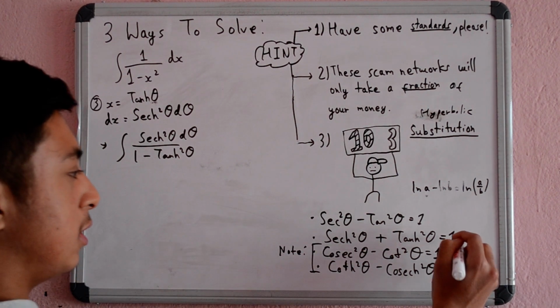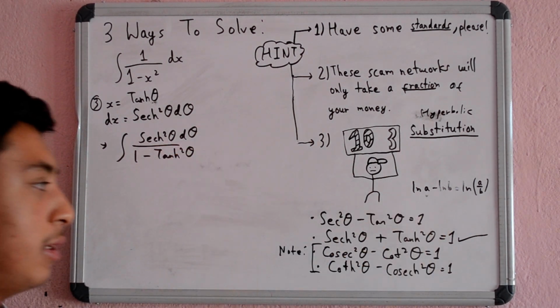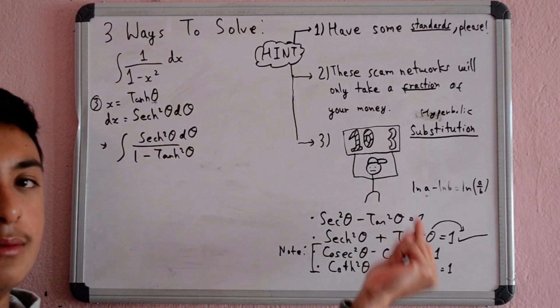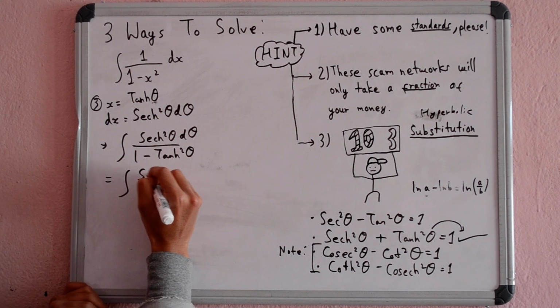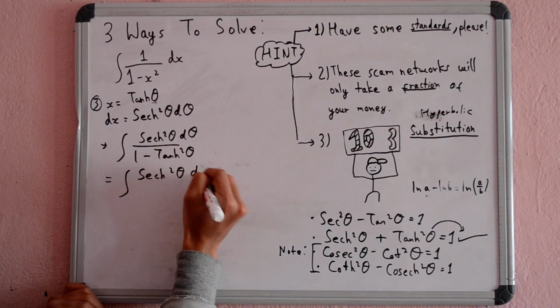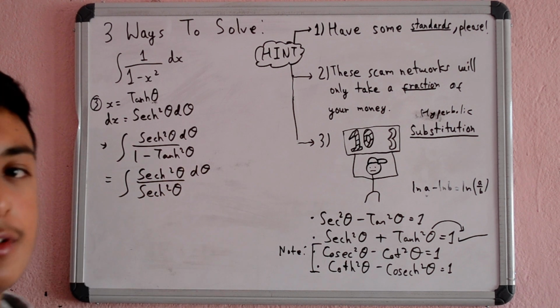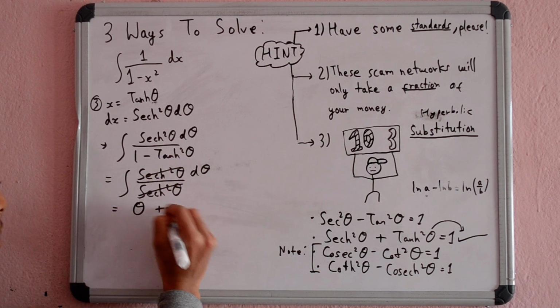So we're going to be using this row right over here. So we have 1 minus tanh squared theta. So just put that over here. Sech squared theta becomes 1 minus tanh squared theta. So this is just sech squared theta d theta by sech squared theta. And very, very nice. This and that cancel. So we have the integration of d theta, which is just theta plus c.